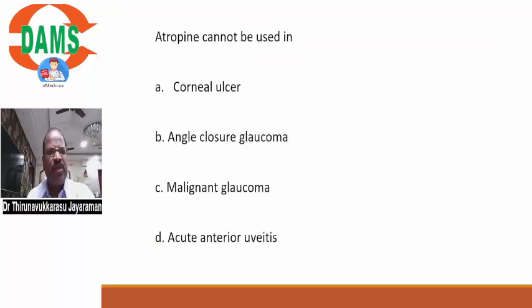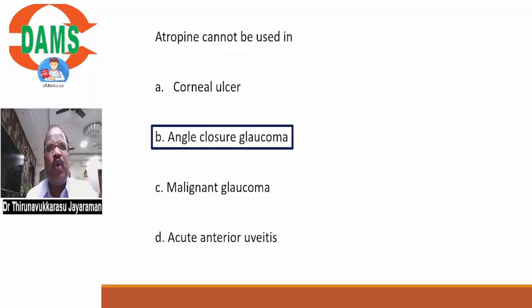Now, next question. Atropine cannot be used in which? Corneal ulcer, angle closure glaucoma, malignant glaucoma, acute infections. Look here. Atropine, a mydriatic agent, is going to close the angle. So it is definitely unsafe in angle closure glaucoma. Any anticholinergic will cause mydriasis that is going to close the angle of the anterior chamber, thereby closing the canal of Schlemm, thereby making draining of aqueous humor very difficult. So it is contraindicated in angle closure glaucoma.